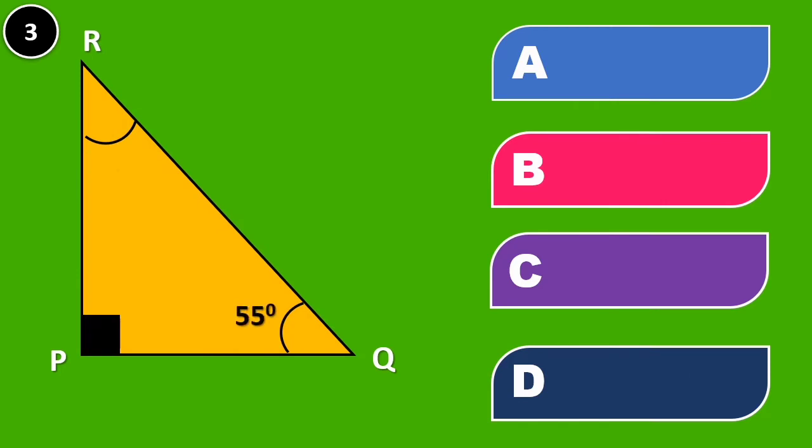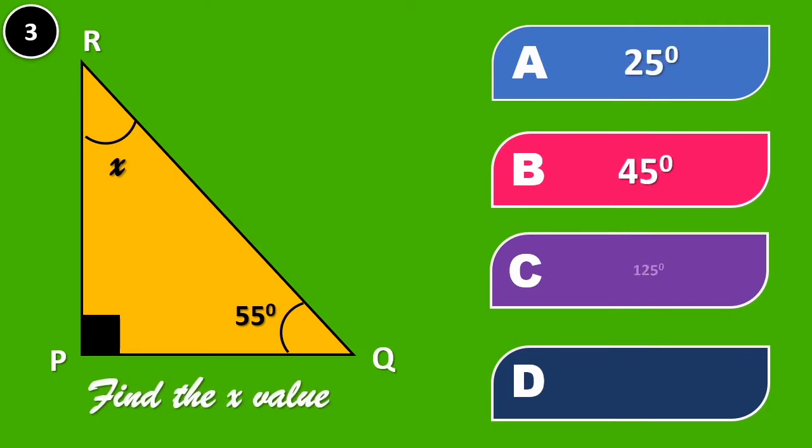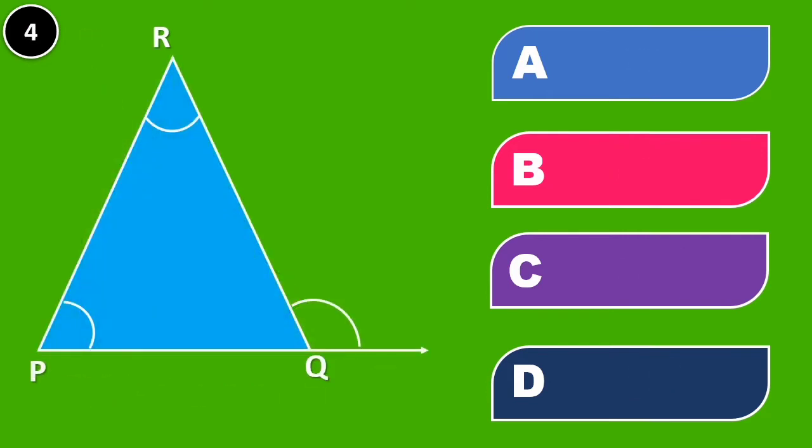In triangle PQR, angle P is equal to a right angle, angle Q is equal to 55 degrees. Find the X value. Options: 25 degrees, 45 degrees, 125 degrees, 35 degrees.